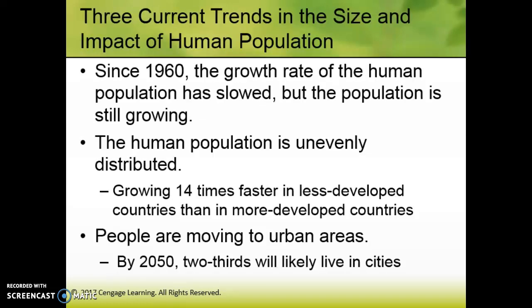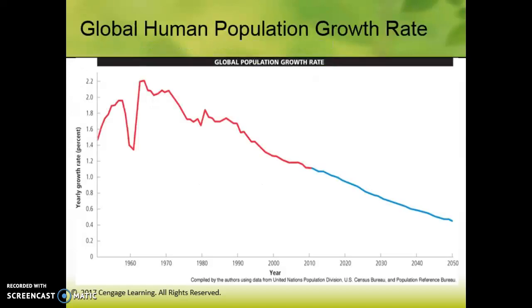Since 1960, the growth rate has slowed a little bit, but the population is still growing. Like everything else, the population is unevenly distributed. In less developed countries, we're growing a lot faster than in more developed countries. And of course, more people are moving towards urban areas. See that estimate right there? By 2050, two-thirds of the world's population will likely live in cities. So we need to think about how we can do that sustainably and responsibly.